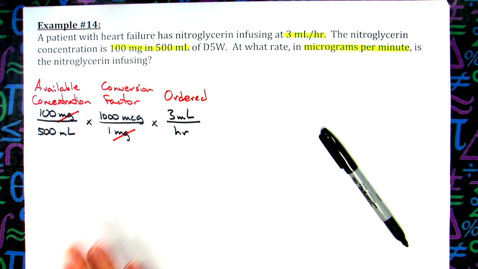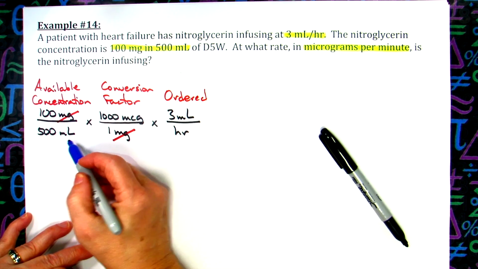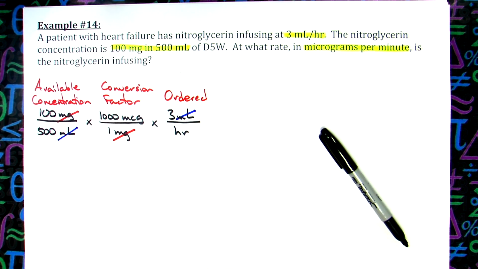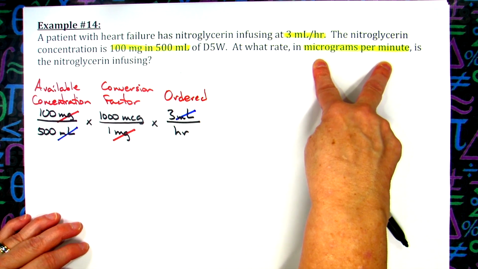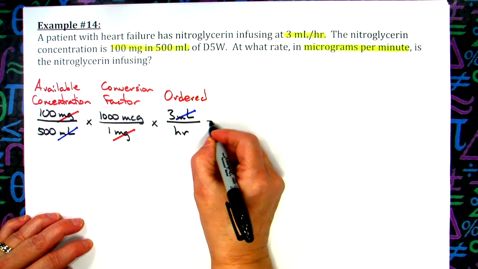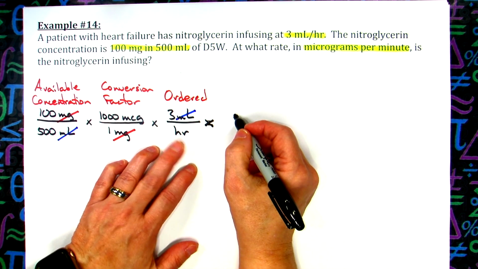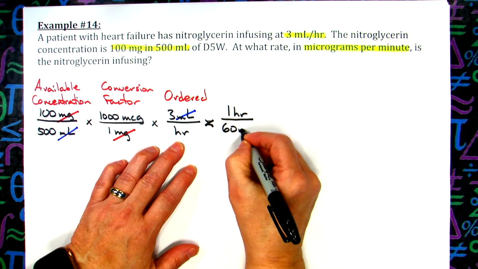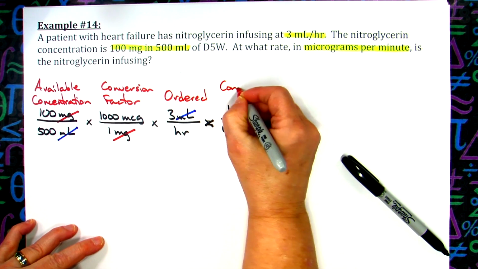Even though they're not next to each other, they don't have to be. Anything in the bottom compared to anything in the top will cross out. My milliliters are on the bottom here, milliliters are on the top here, so I can go ahead and cross those out. Now I've got micrograms per hour, and I need micrograms per minute. So I need another conversion factor, minutes to hours. Hours have to cross out, so I put the 1 hour on the top and the 60 minutes on the bottom. That's the last conversion factor that I need.